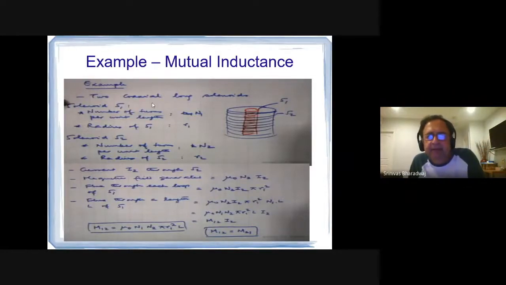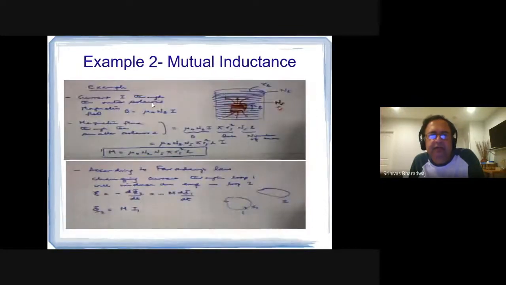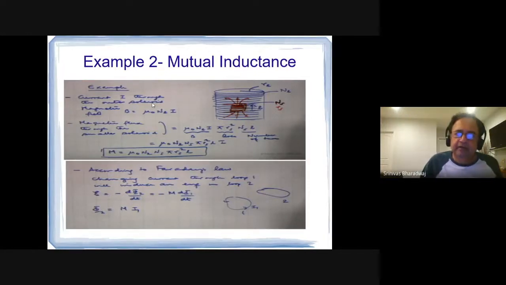That is the basic idea there. The mutual inductances are the same: I induce in you, you induce in me. The two ends are pretty much the same. So M is mu naught N1 N2 times pi r square L. So that is the mutual inductance. Phi equals M I is the basic idea there.